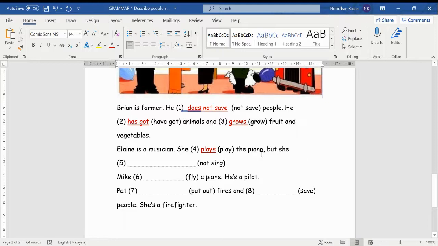Okay. Then, but she dash not sing. This is similar to this one. "He not safe" means a negative verb form.